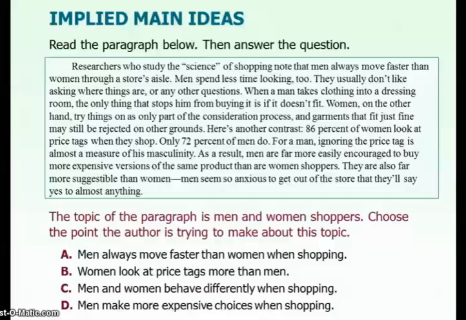So the topic of the paragraph is men and women shoppers. Choose the point that the author is trying to make about the topic. A. Men always move faster than women when shopping. B. Women look at price tags more than men. C. Men and women behave differently when shopping. D. Men make more expensive choices when shopping.